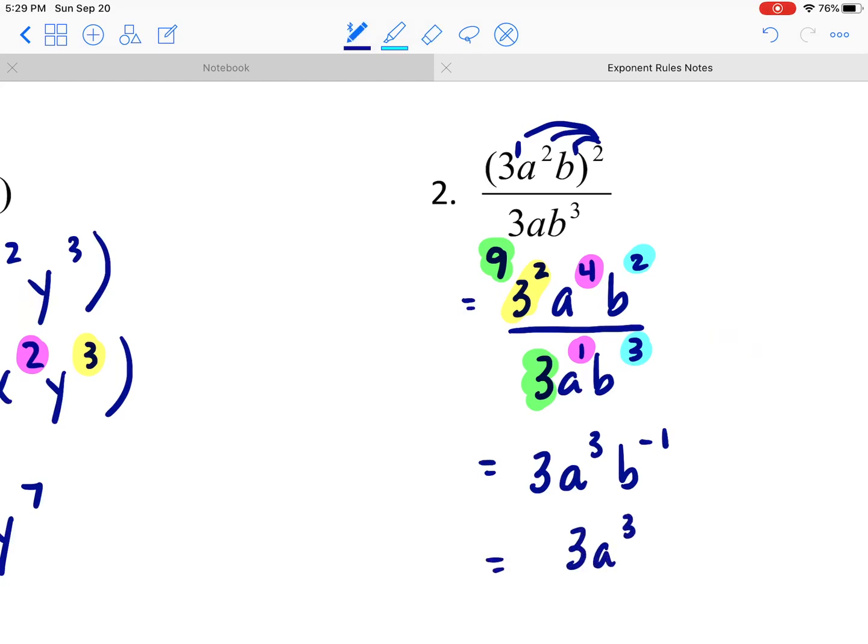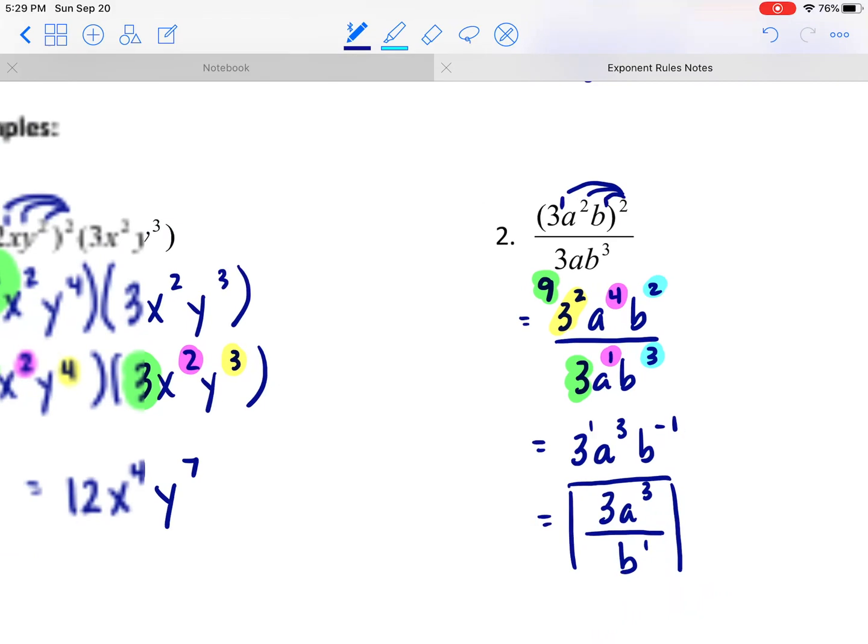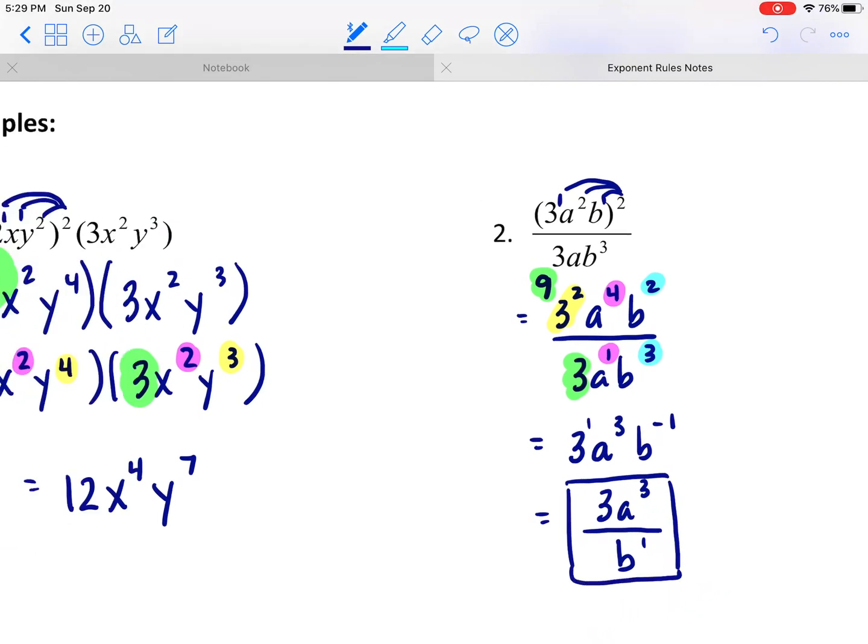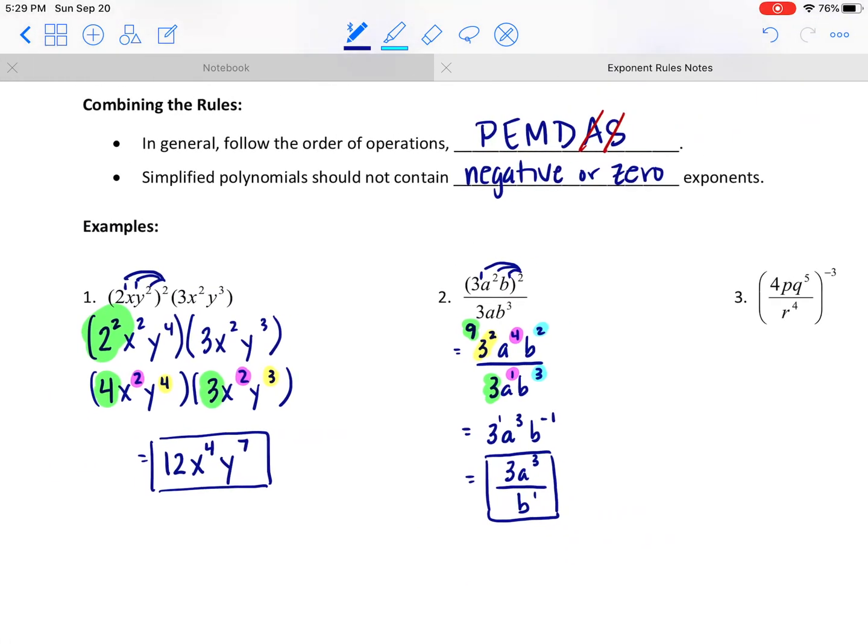So I'm going to leave the 3 and the a cubed on the top because they have positive exponents. I'm going to move the b to the bottom so that the exponent becomes a positive 1. And that's going to be the most simplified form of that answer. Okay, so there's that guy. And I guess I should box this one in over here as well.